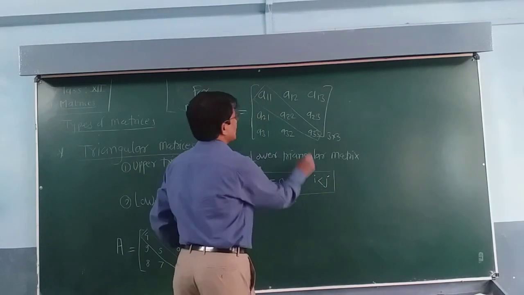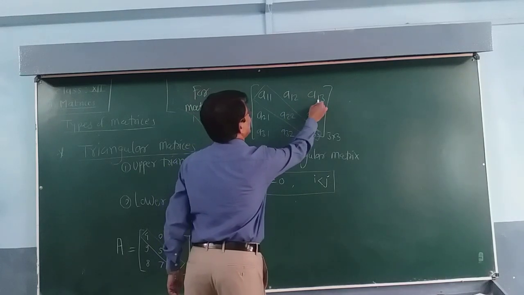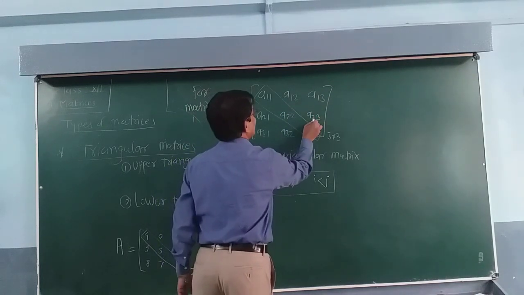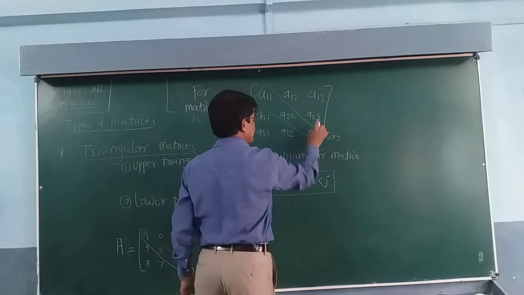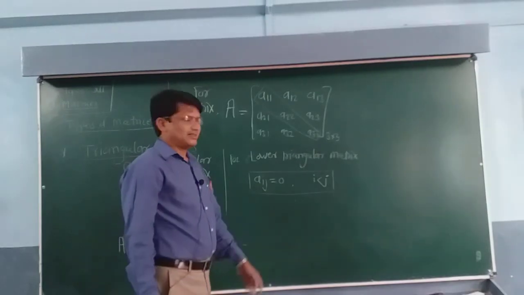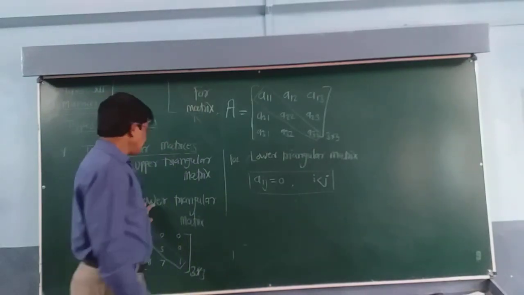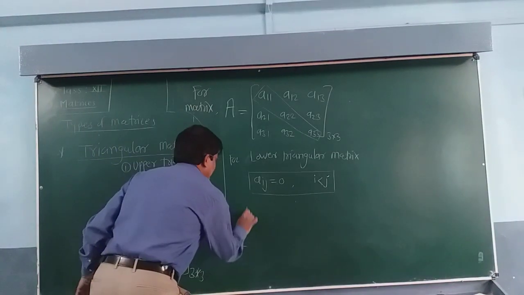Look here, i is less than j: 0 is less than 1, 1 is less than 2, 1 is less than 3. Here 2 is less than 3, which means i is less than j. This type of matrix is called a lower triangular matrix. Take one more example.